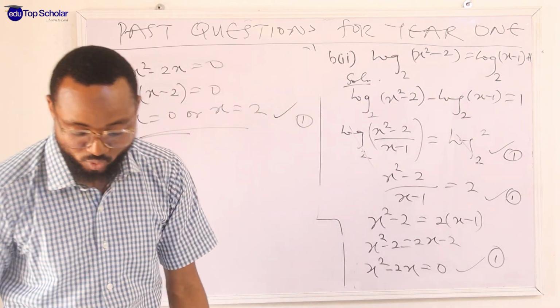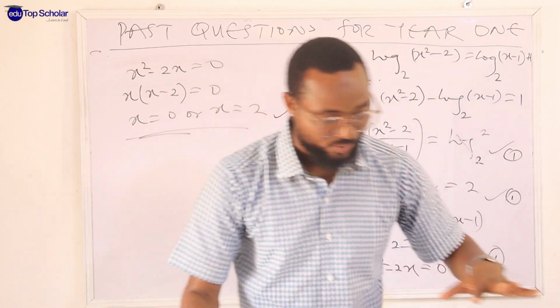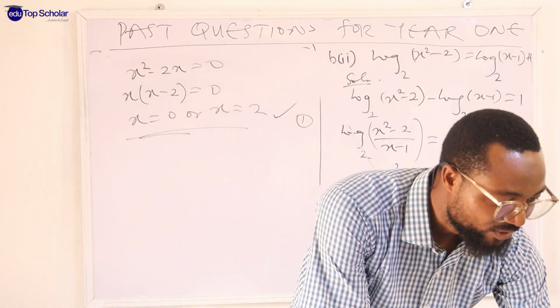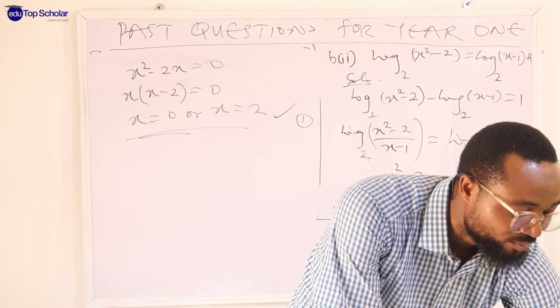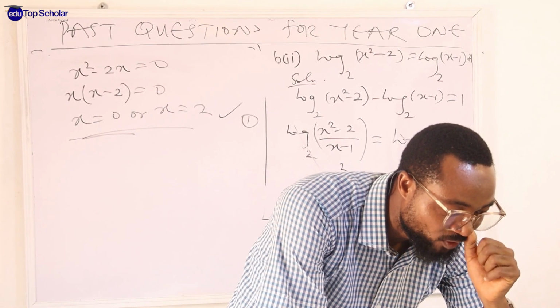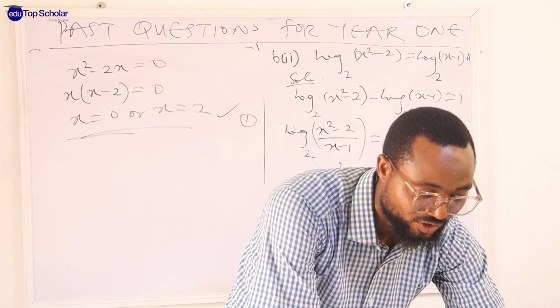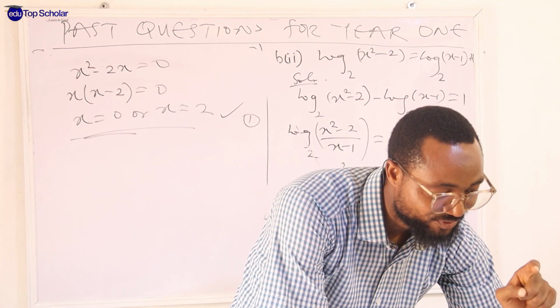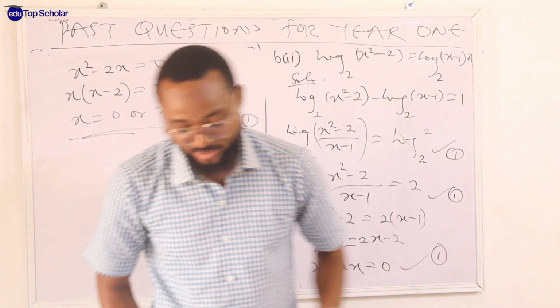So I'm going to question 2 now. Question 2 here, I have about 3 or 4 years' question here. Okay, question 2 here from one of the departments, I don't want to mention the name of the department. We have: resolve the following into partial fractions. This one is combining partial fractions and solving. In B there, we have rationalize.